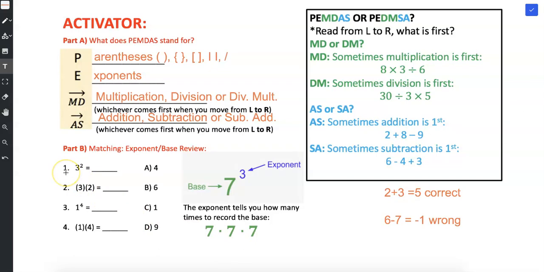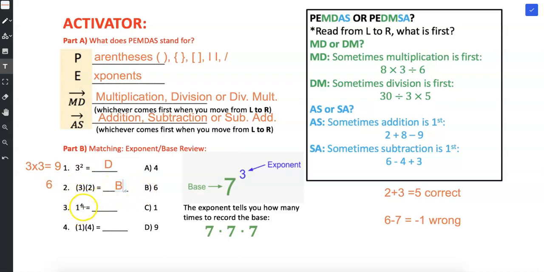So now let's come over to number 1, and it says 3 squared, or you could say 3 to the power of 2. And this exponent of 2 tells me that I need to record the base of 3 2 times. So I would write, well, let me go to the typing tool. I would write 3 times 3, and 3 times 3 is equal to 9. And 9 is answer D, so I'd write a D here for my answer. Now 3 times 2 is different than 3 squared. 3 times 2, you just multiply and you get 6, which would be B.